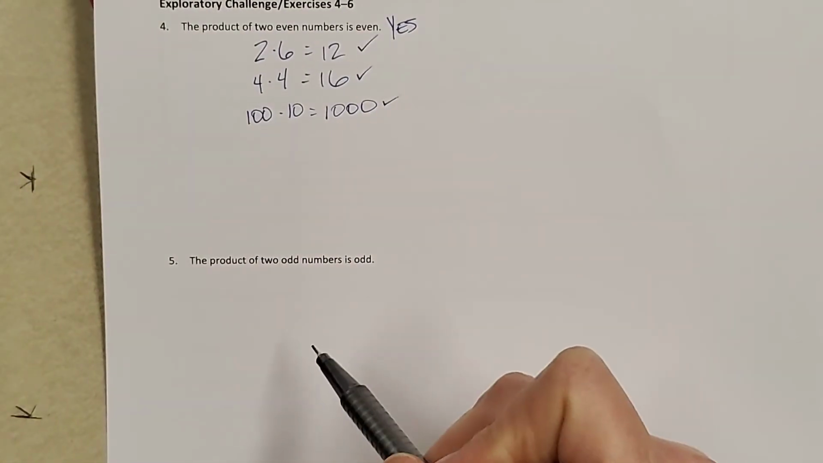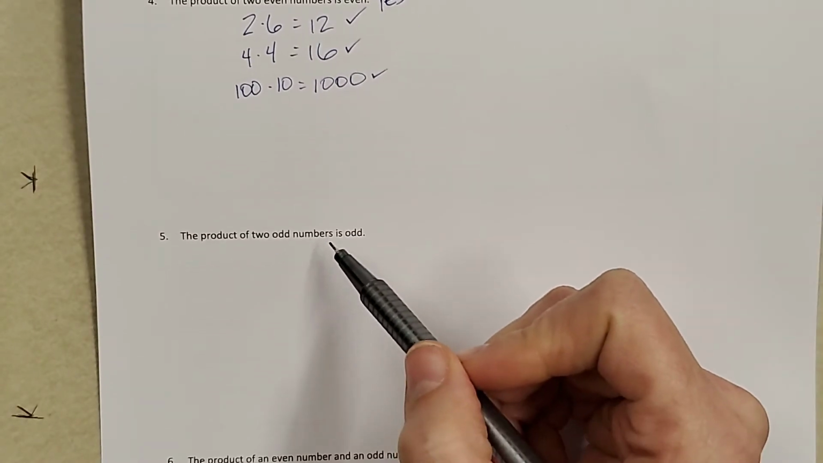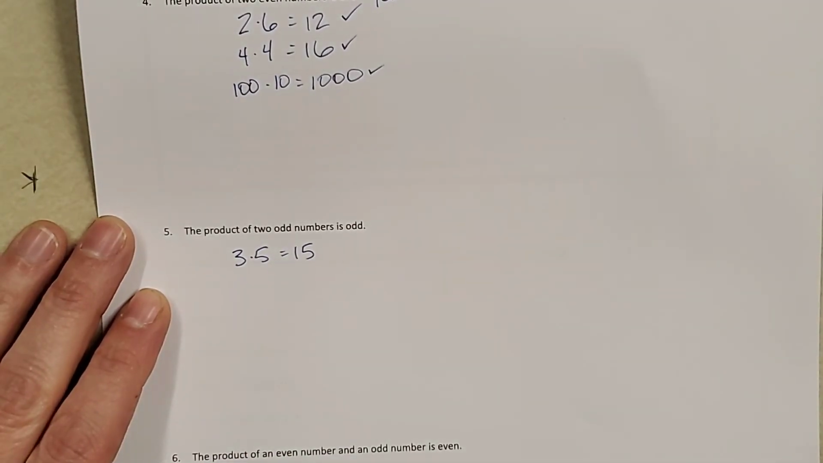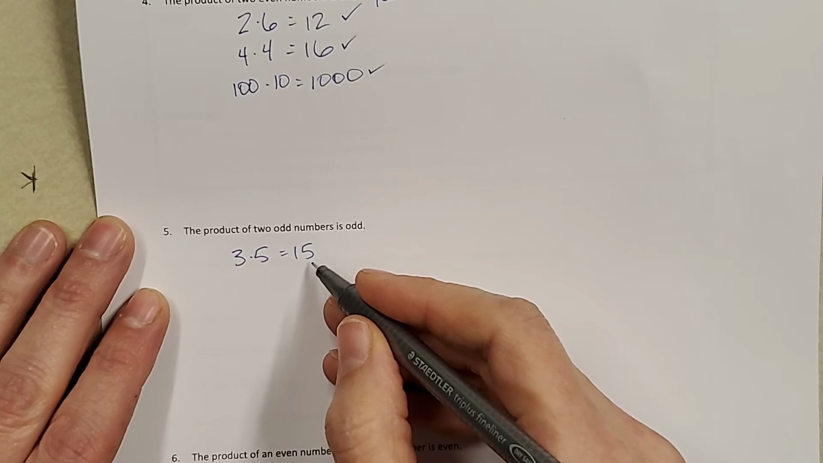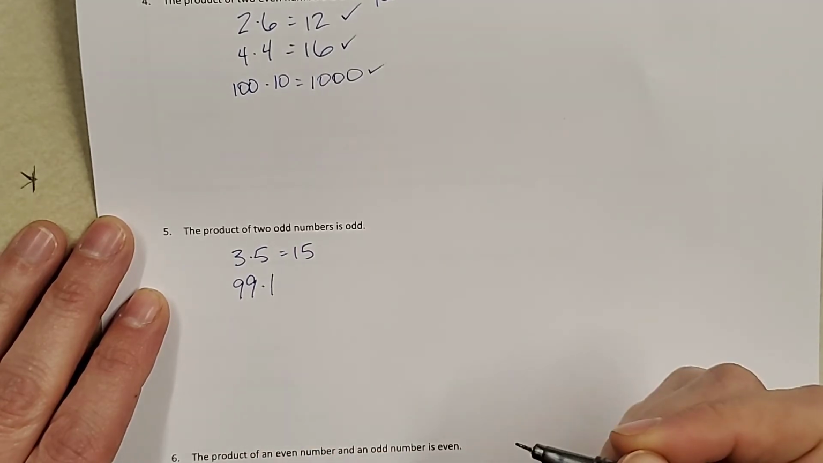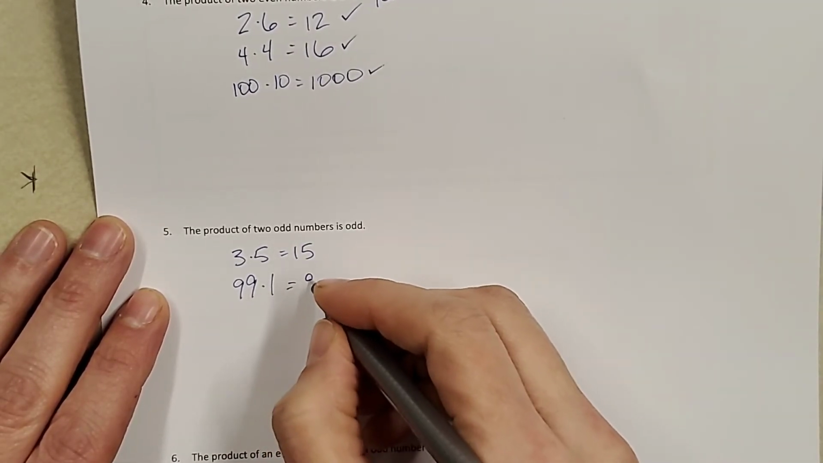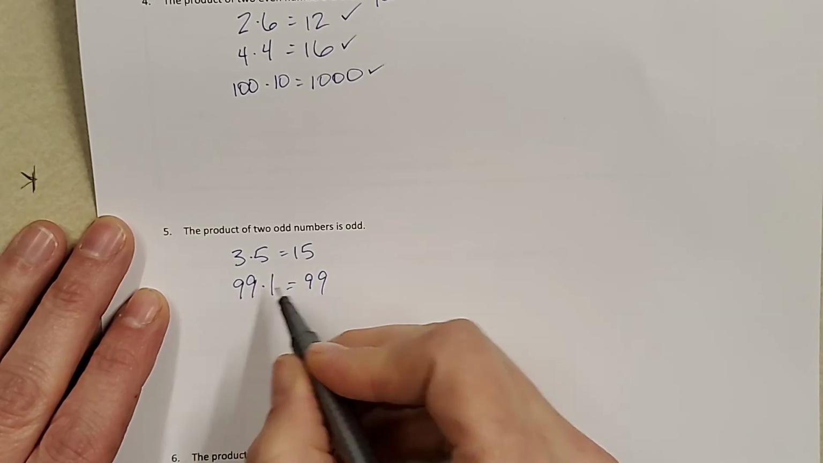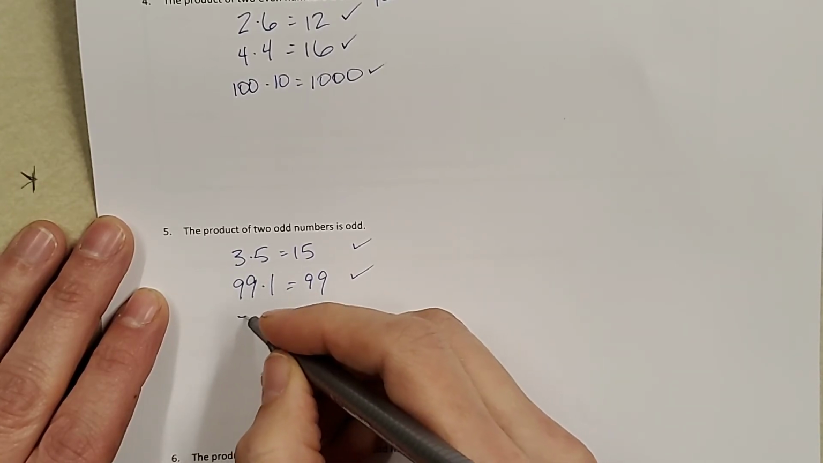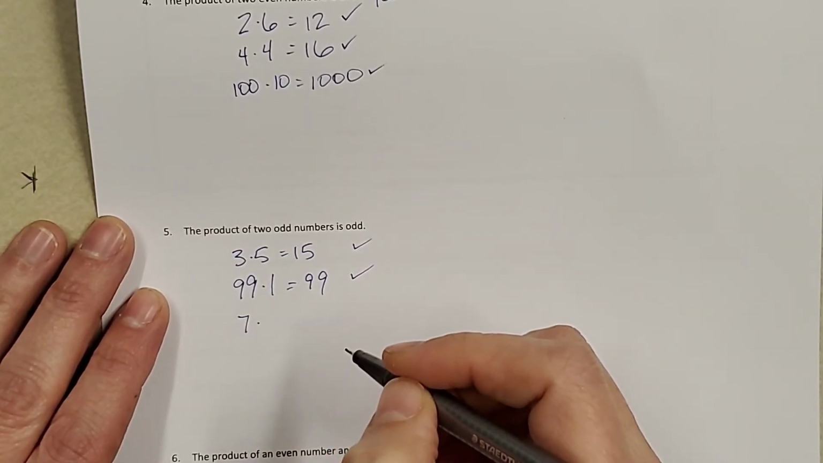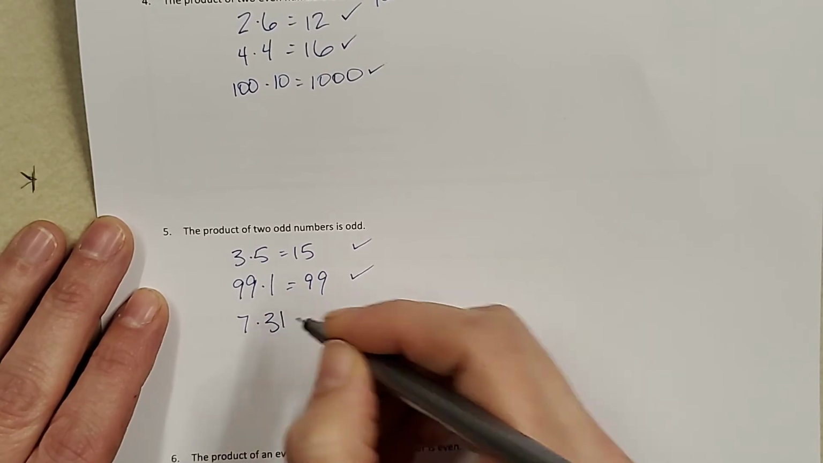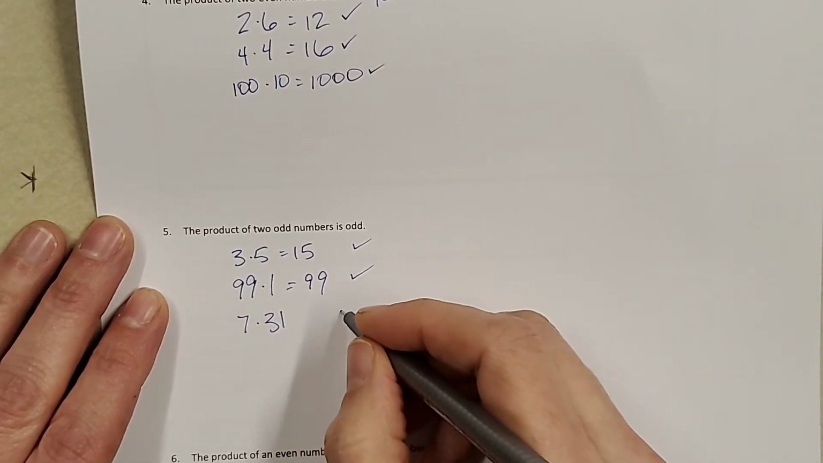Let's see what this one says. The product of two odd numbers is odd. 3 times 5. 15. 15 is odd. You can't divide that by 2. 99. Oh, times 1. Haha. 99 times 1. 99. If 99 was odd to begin with, it's still odd now. Those work. How about 7 times 31.